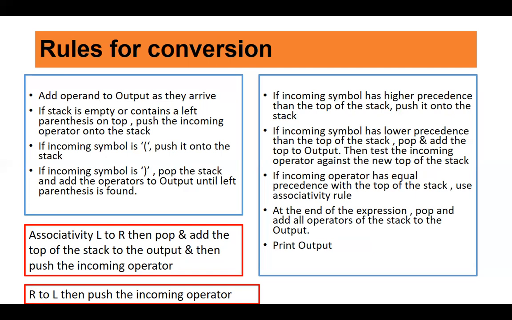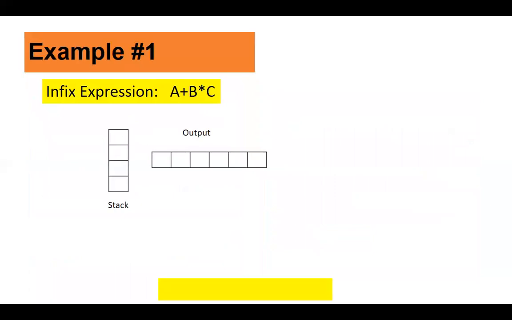So these rules will be more clear. Now, this is the first example. Here you have an infix expression, A plus B into C. Now, what we'll be using for conversion, as we spoke in the rules, is a stack and an output. This output is nothing but an array, or you can even call it a list. And this is my input.